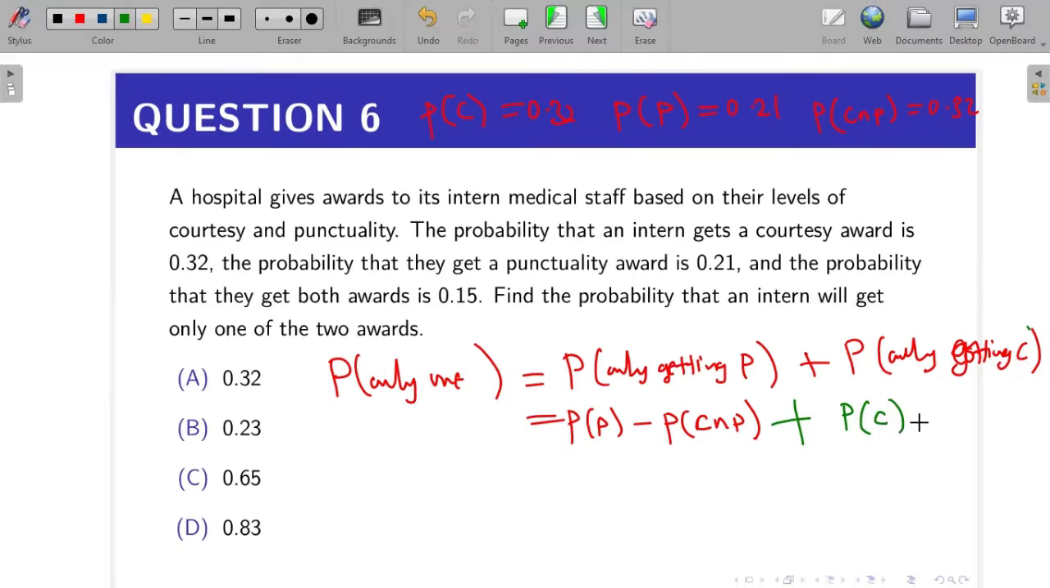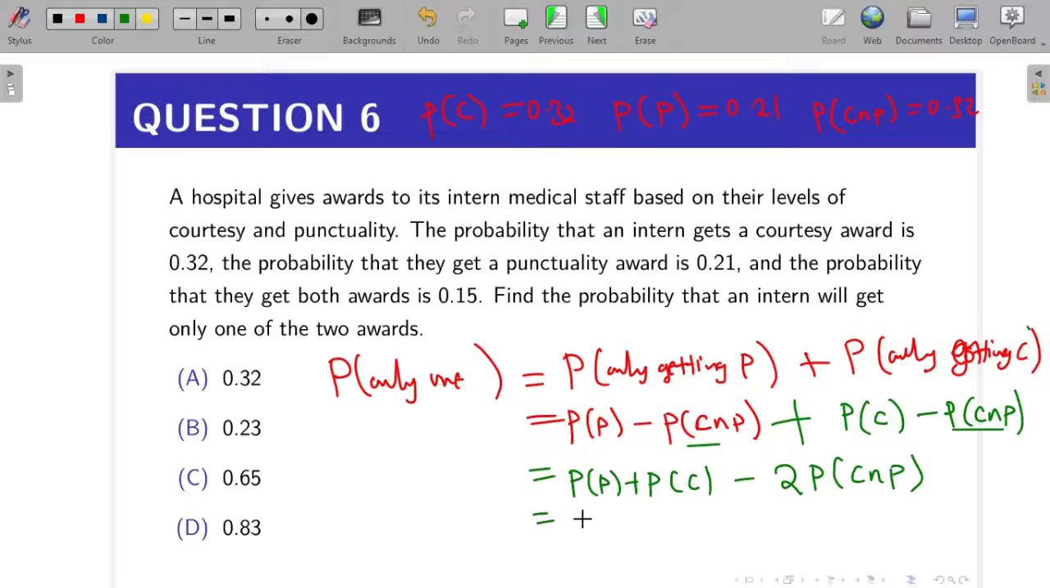So the intersection there is going to be what now? What would be the intersection? Okay, so the intersection is going to be C intersection P. Okay, so we see that these things are the same. So it will be probability of P plus probability of C minus 2 times probability of C intersection P.